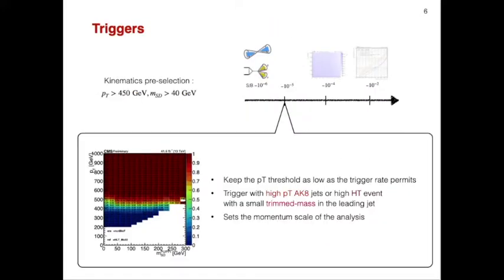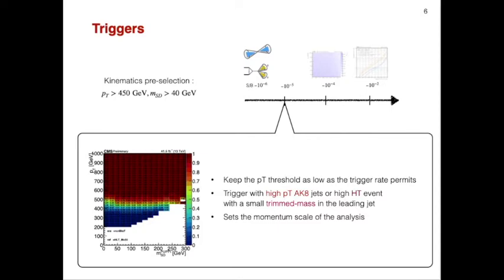At the trigger level, the goal is to keep the pT threshold as low as possible while maintaining a manageable trigger rate. To do this, CMS implemented high-level trigger paths that trigger on high pT AK8 jets or large HT events with a sizable trimmed mass in the leading jet. Having this trimmed mass requirement is the key to keep the rate down, and that brings us the first factor of 10 in the signal to background ratio.